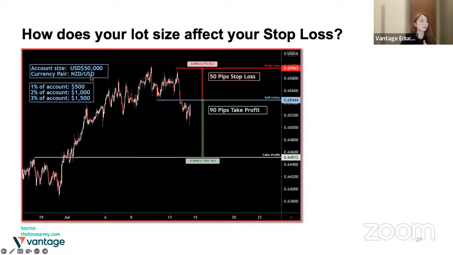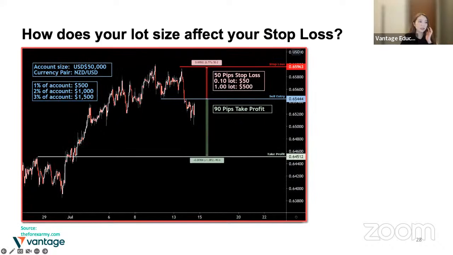Account size, we are looking at 50,000. We are looking at the currency pair Kiwi dollar. 1% of your account is 500, and then 2%, 3% is obviously 1,500. So let's look at it. With a 50 pip stop loss, 0.1 lot is $50. 1 lot would risk you $500. So 50 pips, if it's 0.1 lot, you lose $50, and if you're in for 1 lot, it is $500.